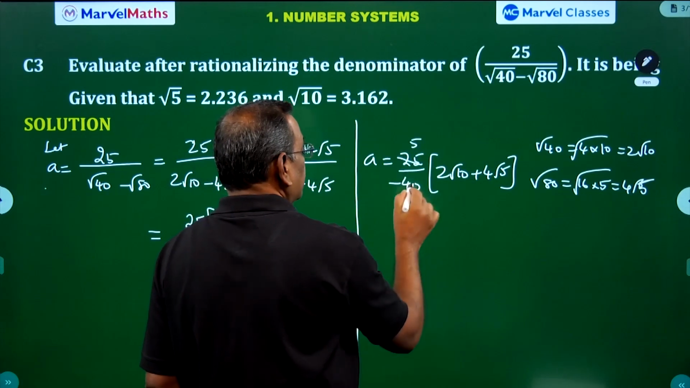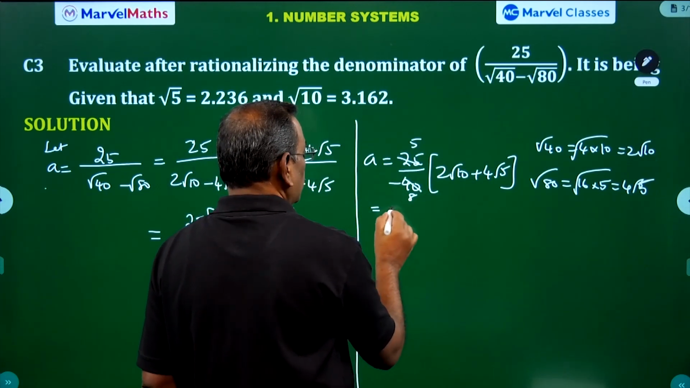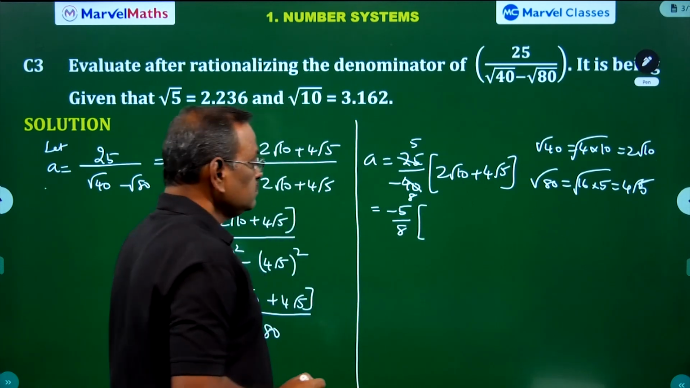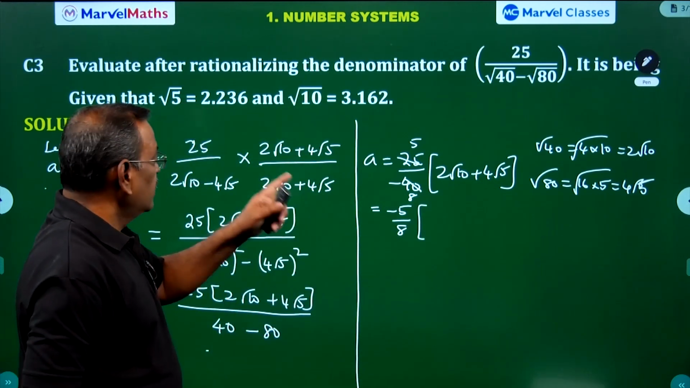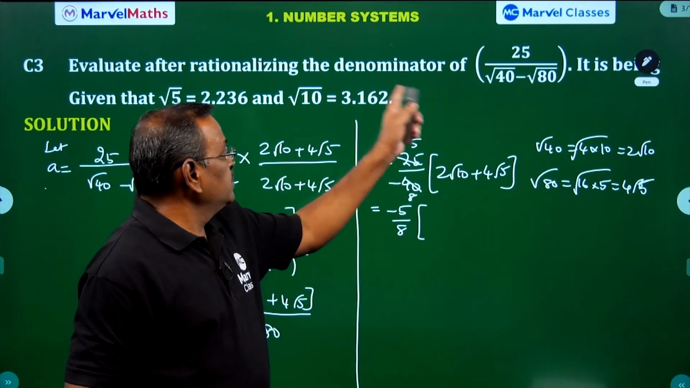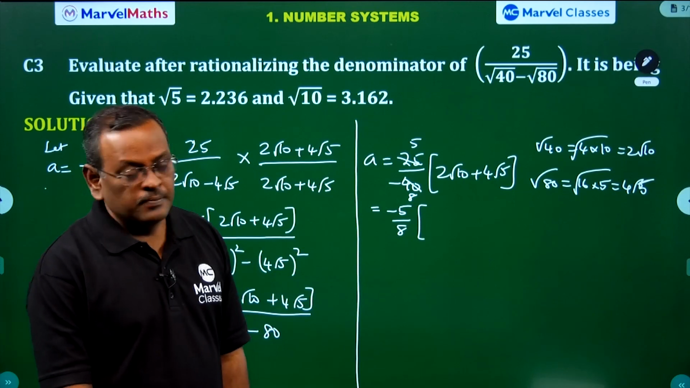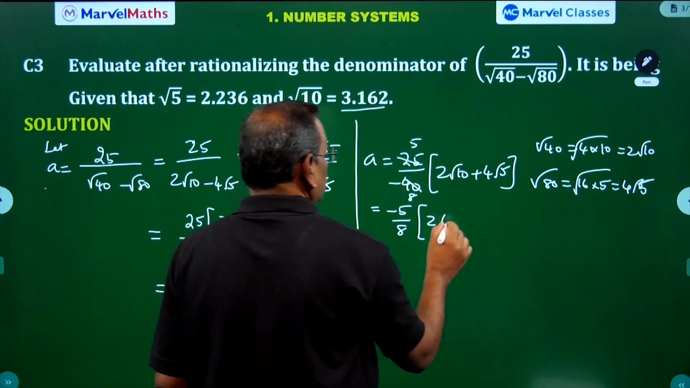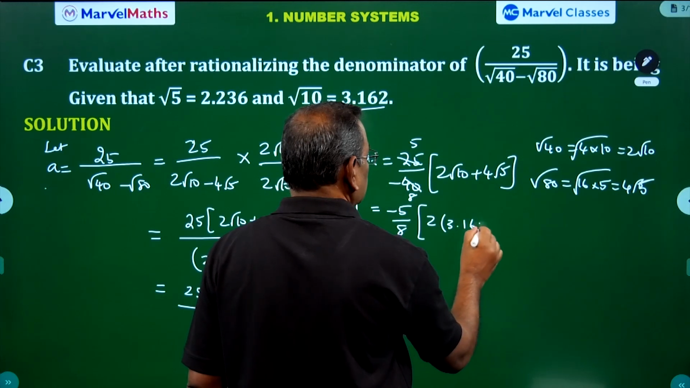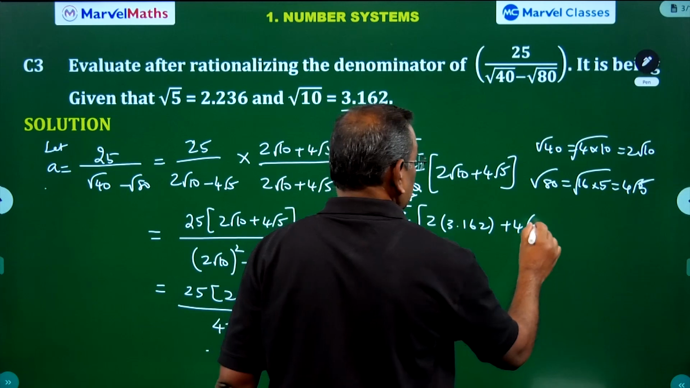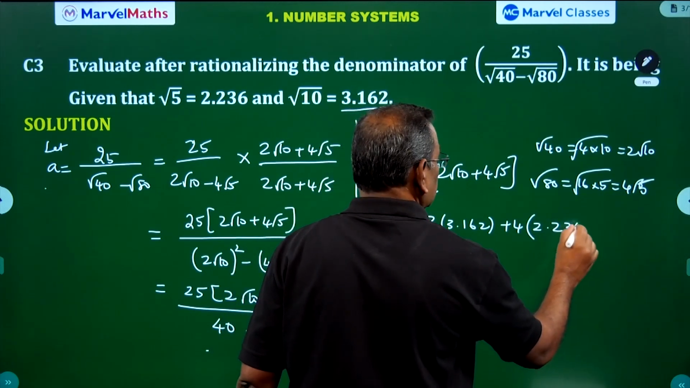5 5s are 5 8s are, so minus 5 by 8, into 2 root 10 plus 4 root 5. Now, very important, this is the simplest form. So, only at this stage you have to substitute these two values. Clear? So, 2 into what is root 10? 3.162, plus 4 into root 5, 2.236.